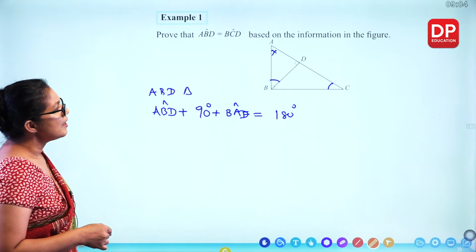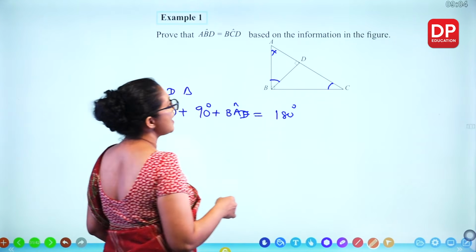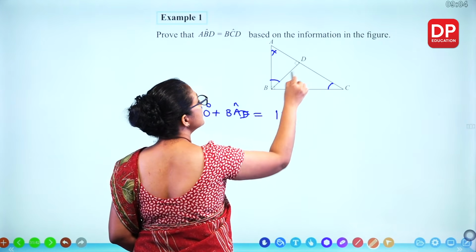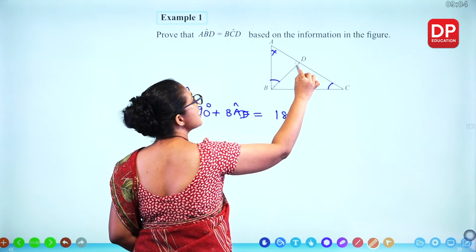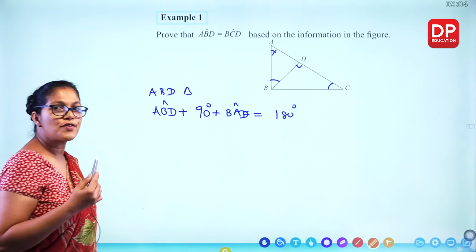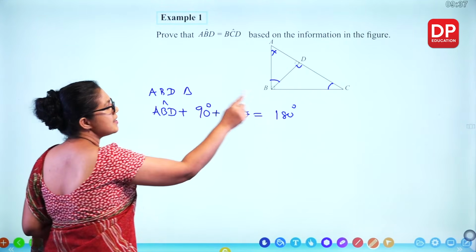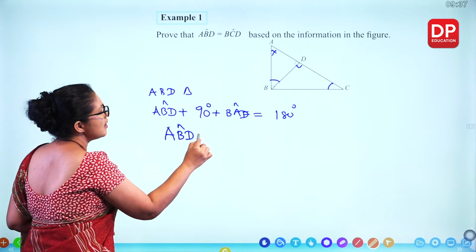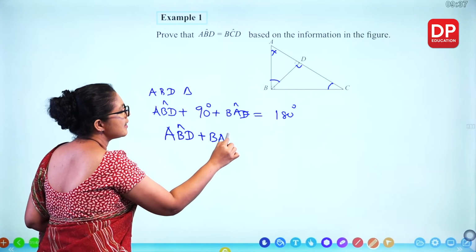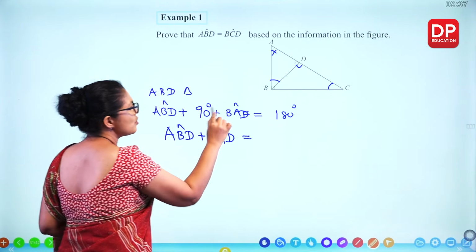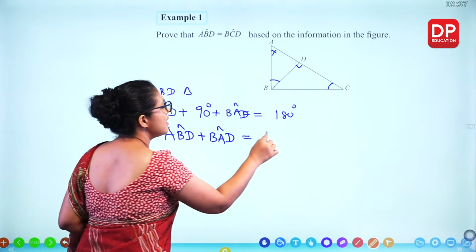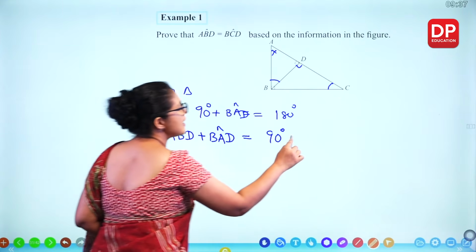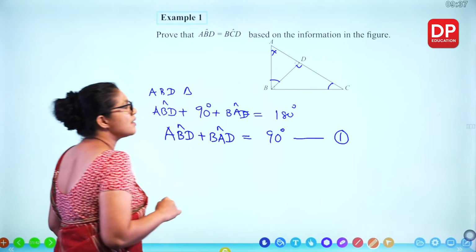Then when I look at this triangle, what can I write? This triangle, if this is 90, this is also 90. That's a straight line. Now we can take 90 to the other side and write ABD angle plus BAD angle is equal to 180 minus 90. You get 90 degrees. And we'll take this as first one.